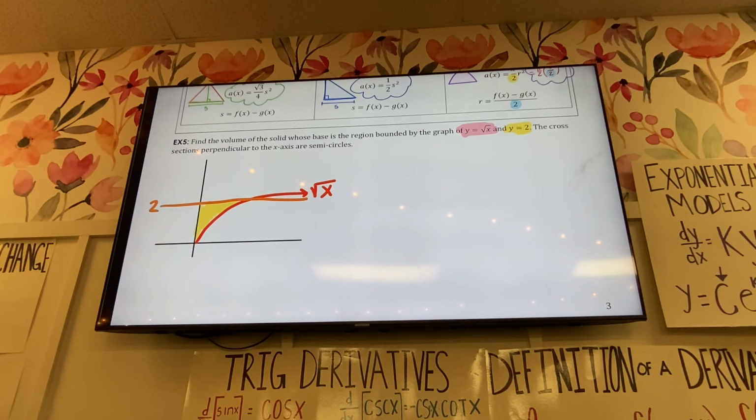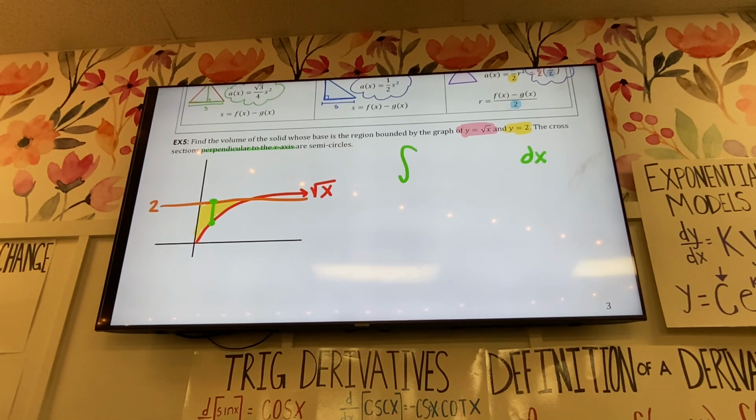All right, now it says that I am perpendicular to the x-axis, which tells me that I'm going to be this way. And my guy's going to be in terms of x. So I'm going to draw my line to show top and bottom. And I know that everything has to be an x bound. So we're going to end up having dx.